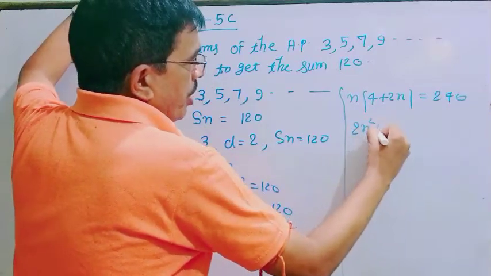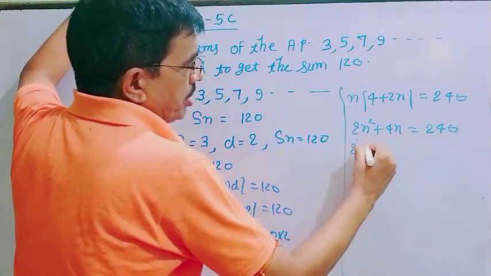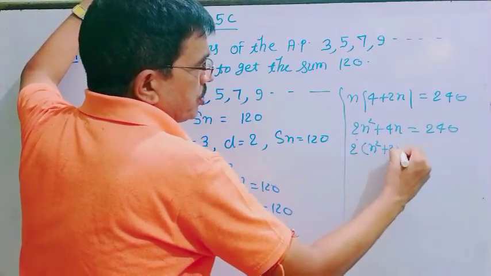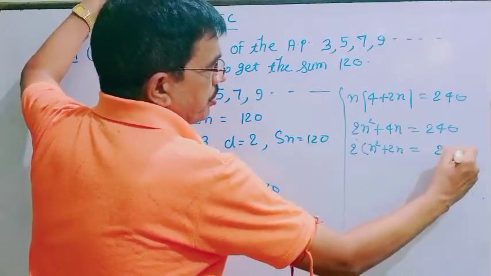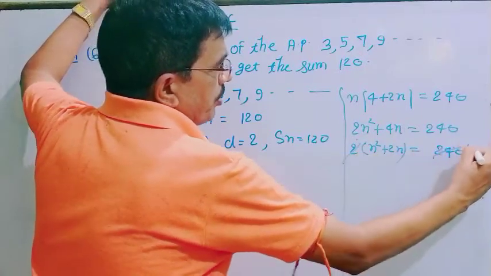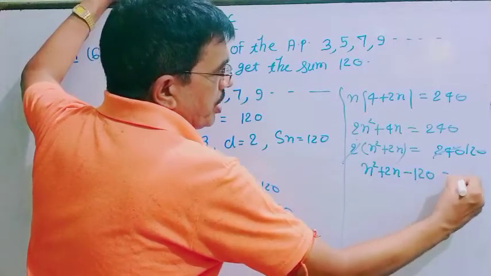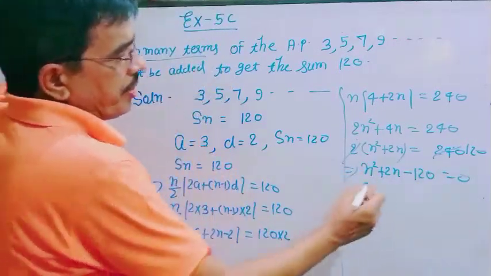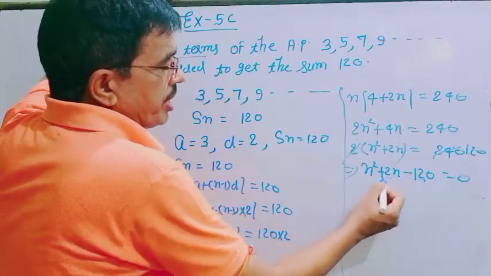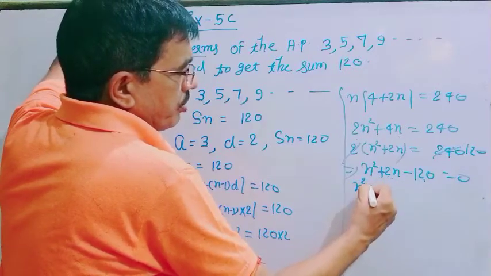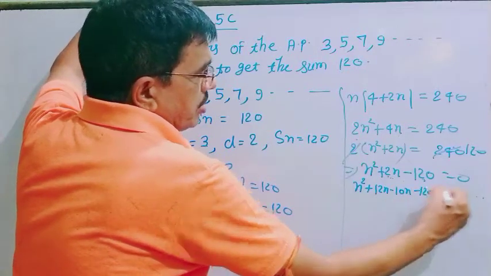Then 2n square plus 4n is equal to 240. 2 is common, so n square plus 2n is equal to 120, since 240 divided by 2 is 120. Now n square plus 2n minus 120 is equal to 0. Then your work is by the middle term: it is 120 and here is 2. So 12 into 10 is 120 and subtracting, you get 2. So n square plus 12n minus 10n minus 120 is equal to 0.